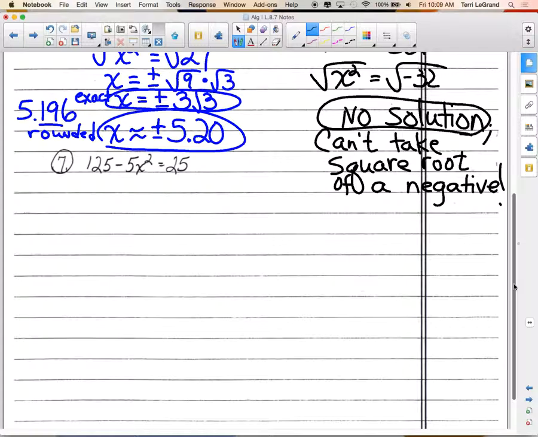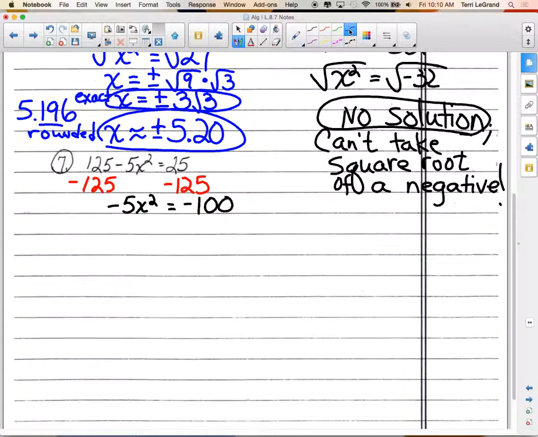What do you want to do? Subtract 125. Okay. I think we're going to be safe. The reason being because we're going to divide, right? Yeah, we're going to divide anyway, so maybe it'll work out okay. What's 25 take away 125? Negative 100. Okay. Now what would we do?